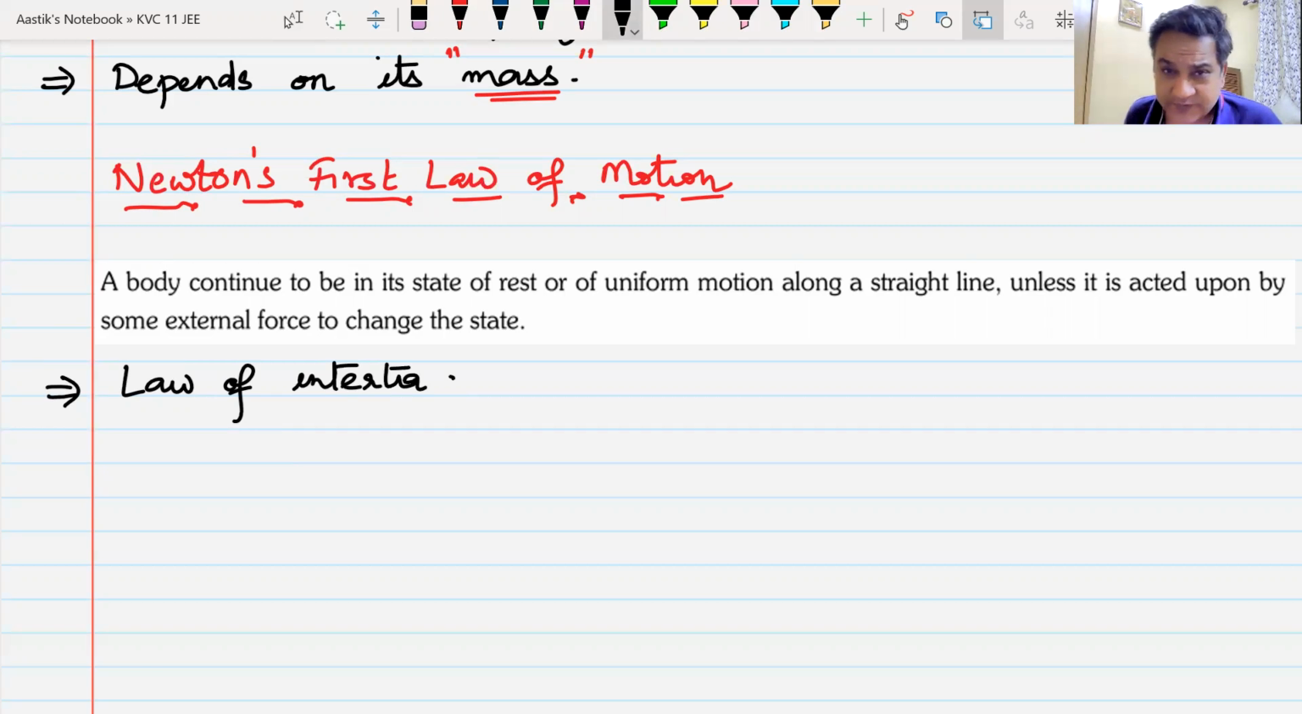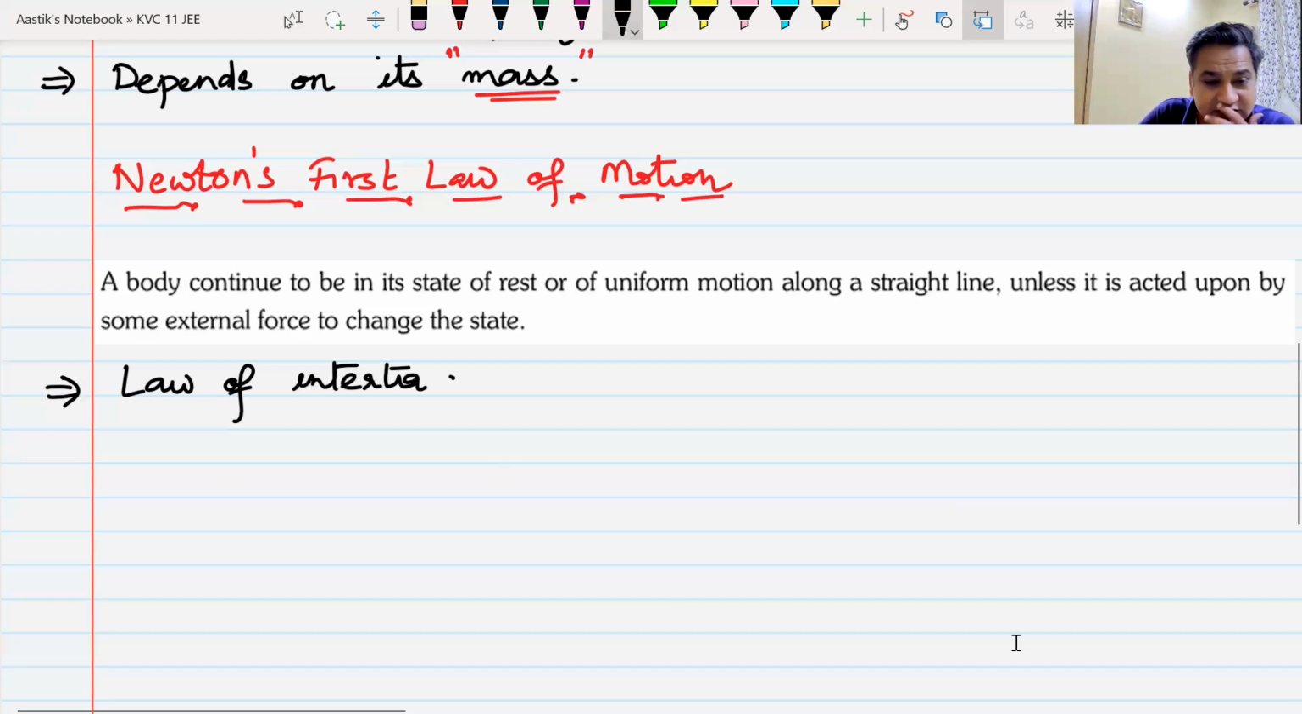If a body is at rest, it will remain at rest. If the body is moving with uniform velocity, it will continue its motion with uniform velocity unless disturbed by any force. This property is known as inertia, and this law is known as the law of inertia. Then if you want, you can understand this inertia. This inertia can be of 2 or 3 types. This is just for your knowledge. We can think of this inertia as 3 types.